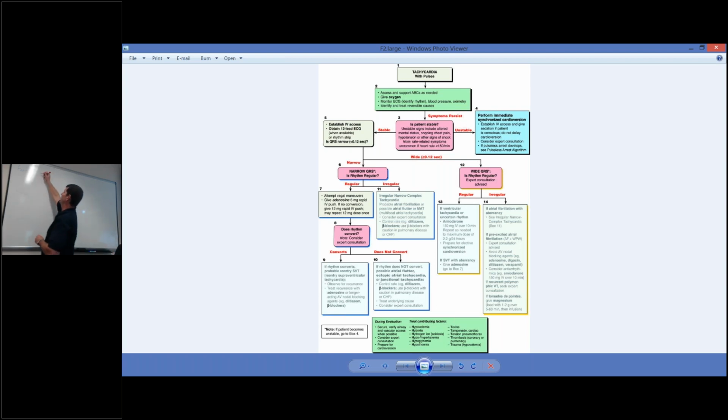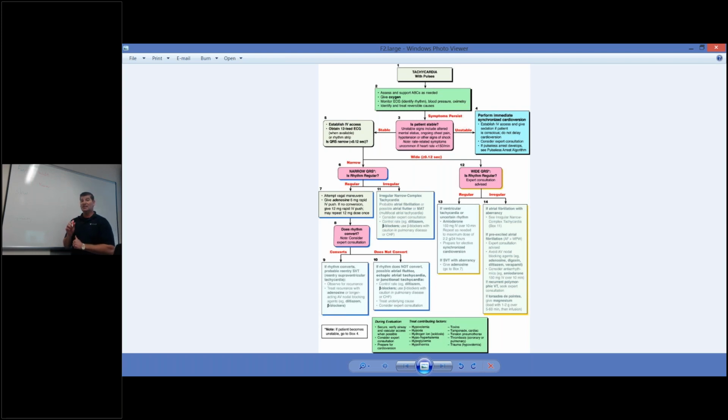When I look at a fast rhythm, the big thing I want to know is, is it wide or is it narrow? When I'm talking wide, I'm talking greater than 0.12 is wide. So is it wide or is it narrow? You guys should be able to look at this and tell real easy.